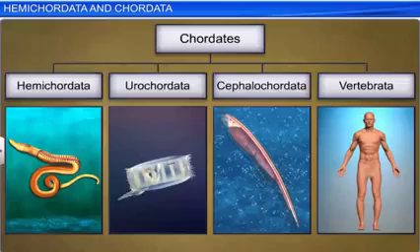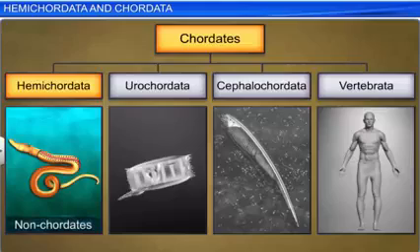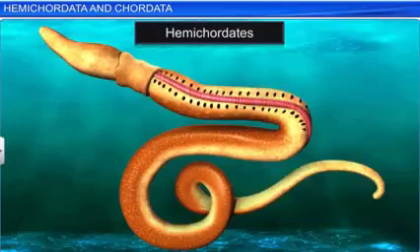Let's begin with phylum Hemichordata. Earlier, this phylum was considered a subphylum under chordates. However, due to certain features, taxonomists have classified this phylum as non-chordates. Let's take a look at the characteristic features of this phylum. Hemichordates are small, worm-like marine animals.